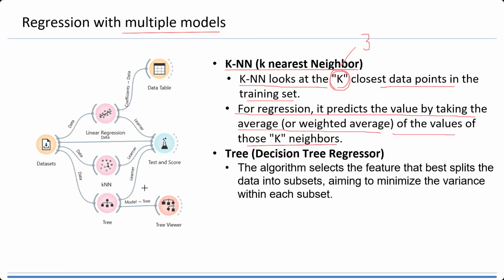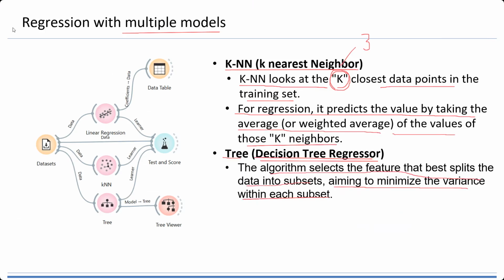There is another kind of model, which we call the tree or decision tree. The algorithm selects the feature that best splits the data into subsets, aiming to minimize the variance within each subset. We call this the decision tree regressor.